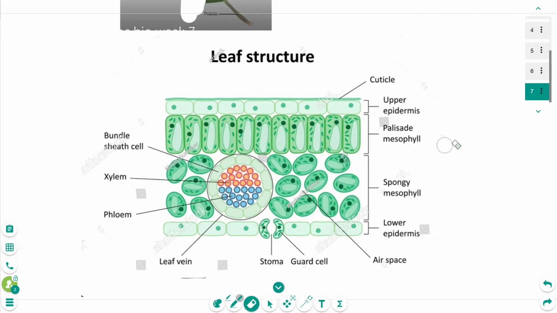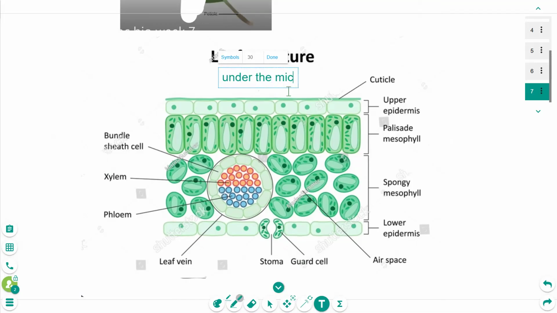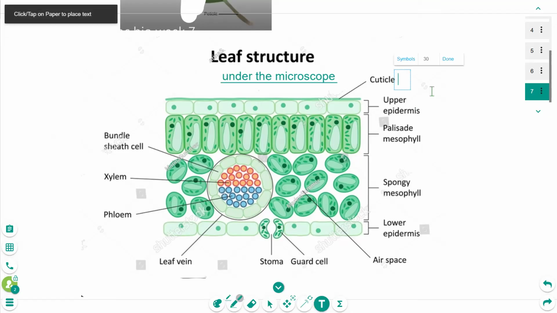As I said, ignore the Shutterstock watermark. So the first layer you're going to see, if you look under the microscope, clearly we can't see this with the naked eye. Now, the first layer would actually be a cuticle. Sometimes it's called a waxy cuticle.